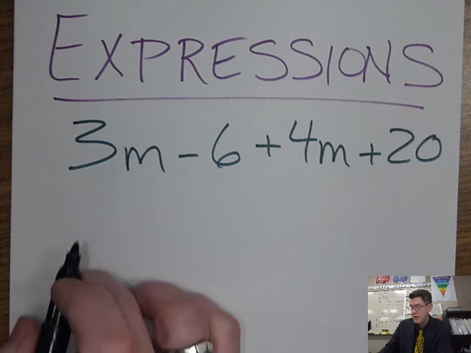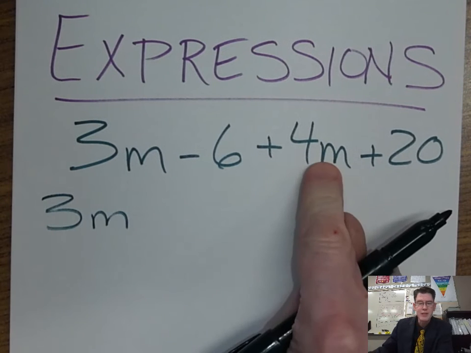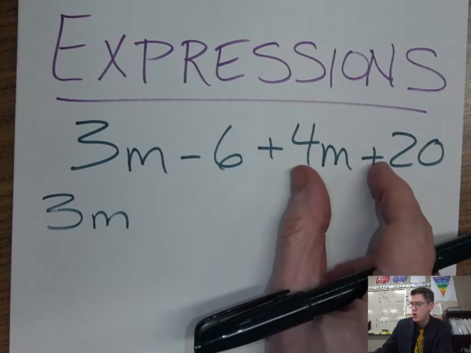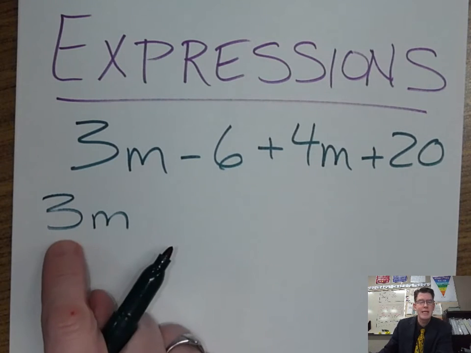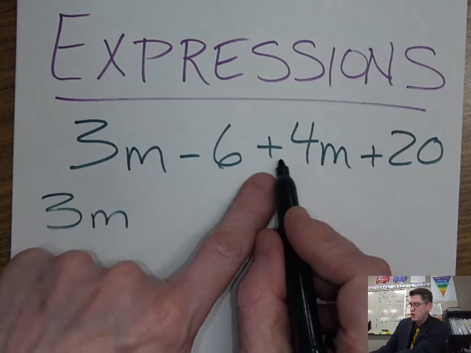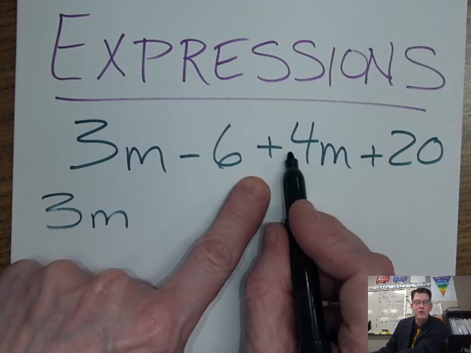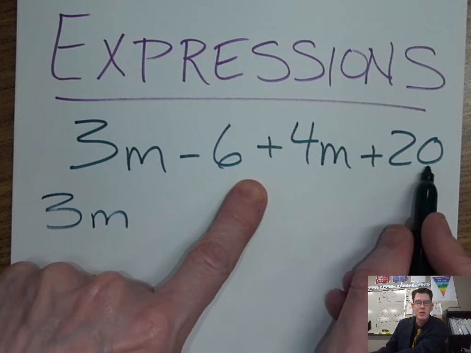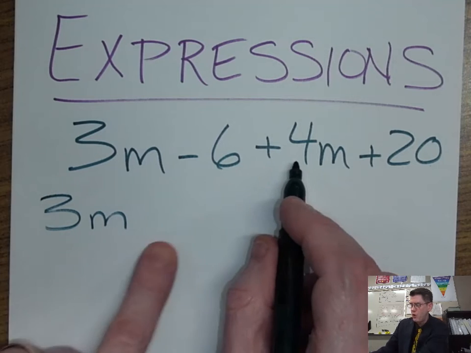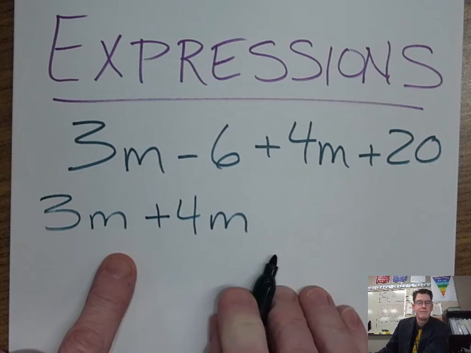For example, I've got this 3m here. Let's say I just leave it there, but I want this 4m to associate with it. I want to commute the 4m so that it's sitting next to the 3m. I can do that. When you move it, you just have to make sure you take the operation that goes with it. This plus goes with the 4. It's whatever's right before it. This plus goes with the 20. So I'm going to take this 4 over here, but I'm going to bring the plus with it, and I'm going to write plus 4m.